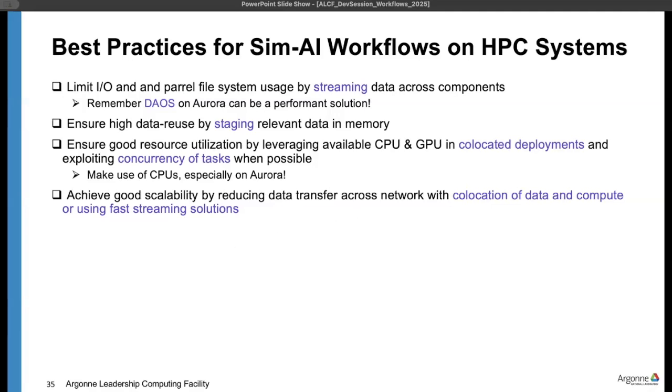And finally, for good scalability, really the key, maybe with HPC in general, is reducing your data transfer across the network. So again, co-location of data and compute is the keyword, or perhaps fast streaming solutions with RDMA and MPI.